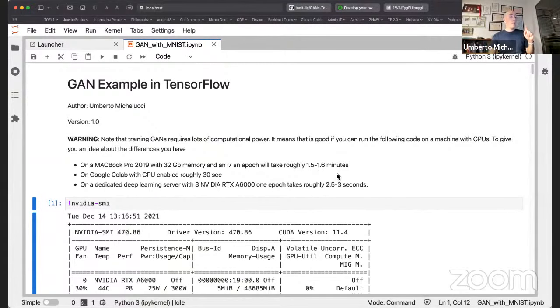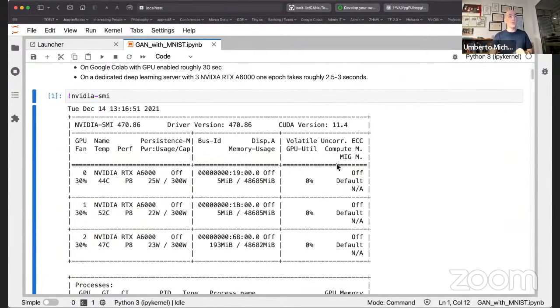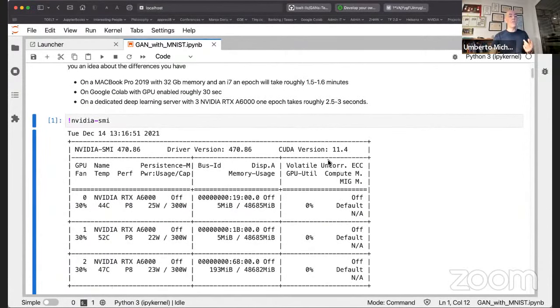Before you run anything, keep in mind that it takes a while. On a laptop, it can take 2 minutes for each epoch, and you probably need 1,000 epochs or so. If you run it on Google Colab, you can simply upload it and let it run there, but it still takes 30 seconds or so per epoch. Unless you have a dedicated machine, maybe at the Technische Universität in Munich, the time may go down.